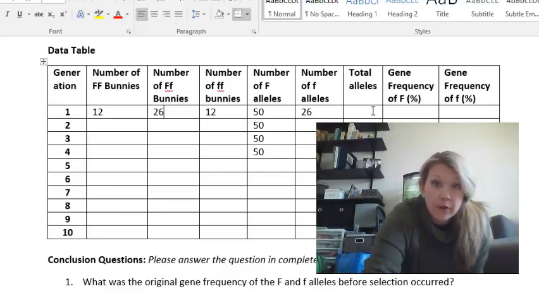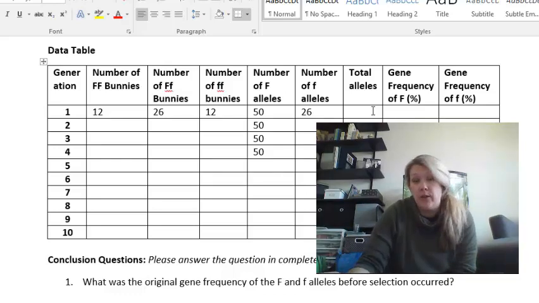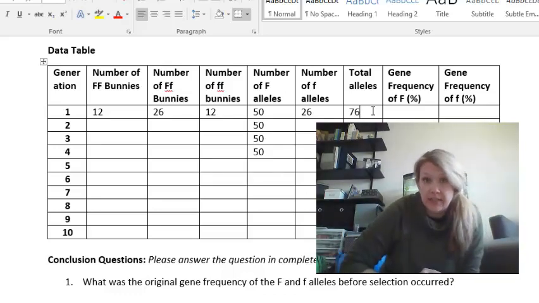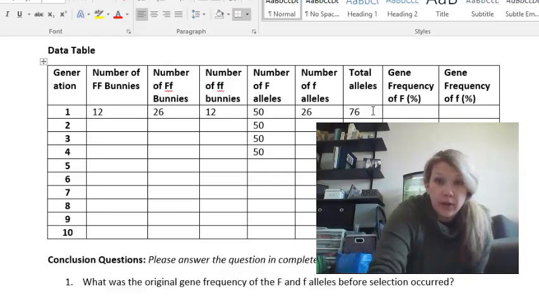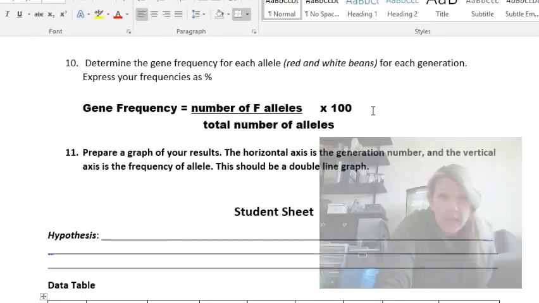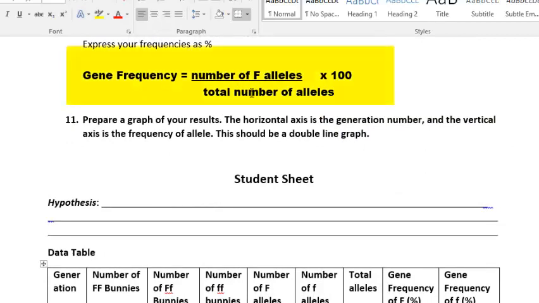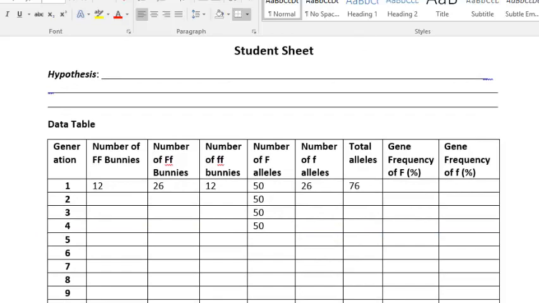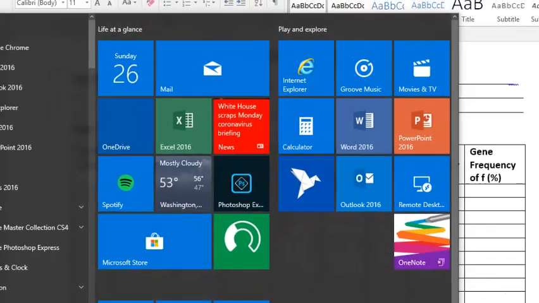Now for total alleles, I'm just going to add those 2 numbers together. So 50 plus 26 is 76. Now for gene frequency, there is an equation right up here on the top of your paper. So you're going to take the number of alleles and then divide it by the total. So if I want the gene frequency of my big F, let me find my calculator real quick.